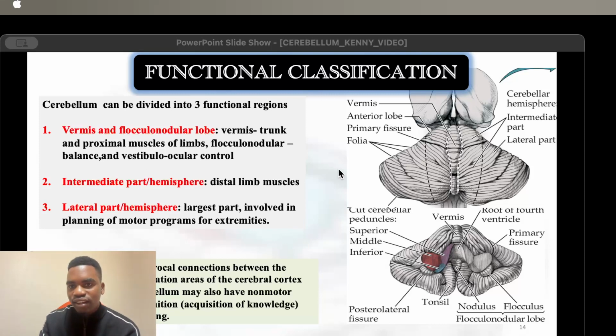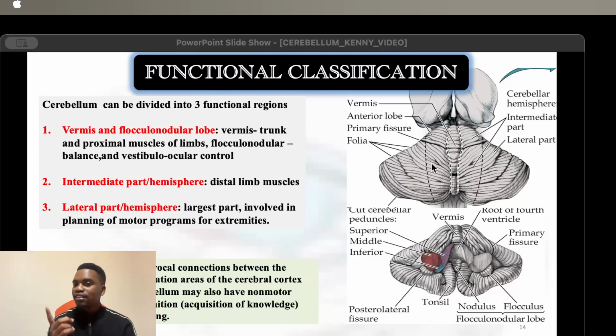So we have another functional part here, just lateral on either side of the vermis. It is known as the intermediate zones. The intermediate part, or the intermediate region, is just lateral to the vermis on either side.